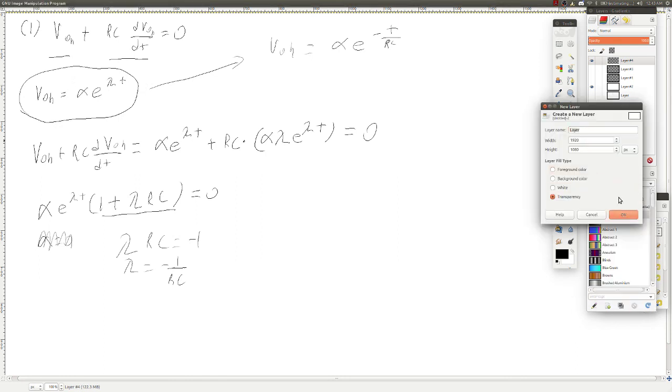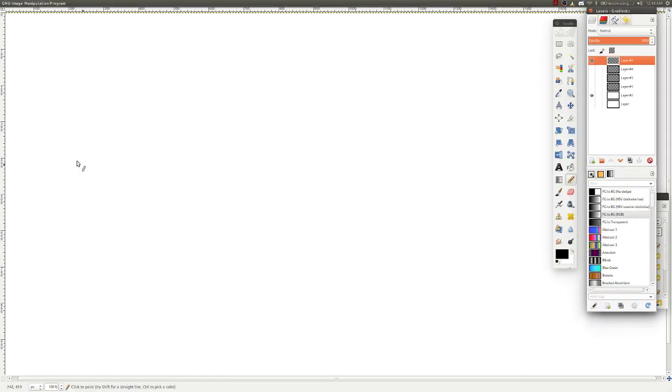By the same concept, we actually get very lucky on the particular solution. So VOP plus RC dVOP dt is equal to Vin for t greater than 0 specifically.